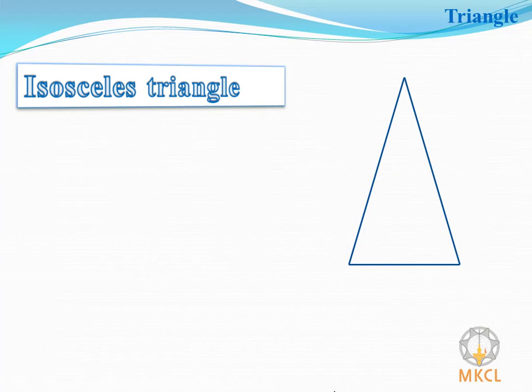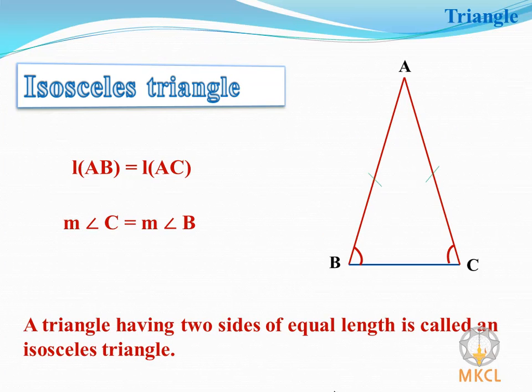In this triangle, sides AB and AC are of equal length. So also the angles opposite to these sides are of equal measure. So we define an isosceles triangle as triangle having 2 sides of equal length.